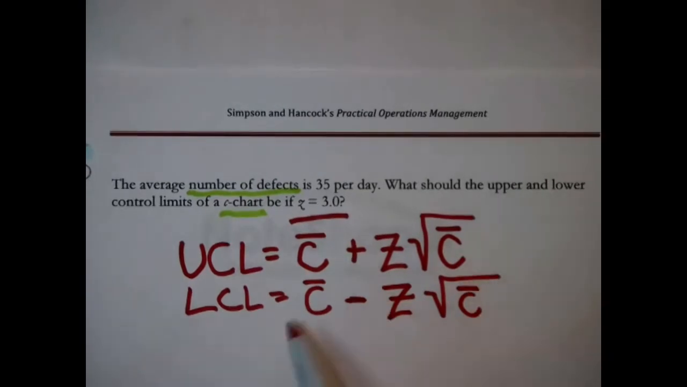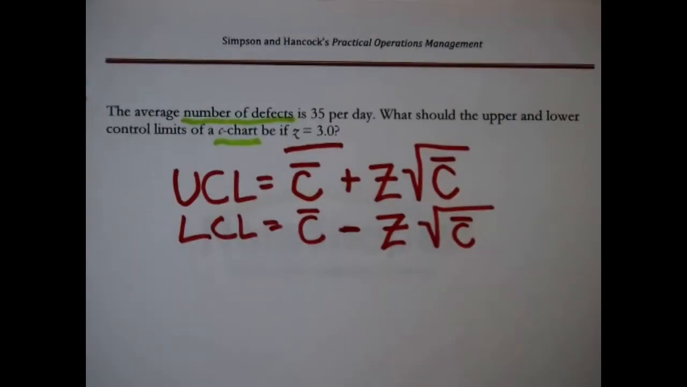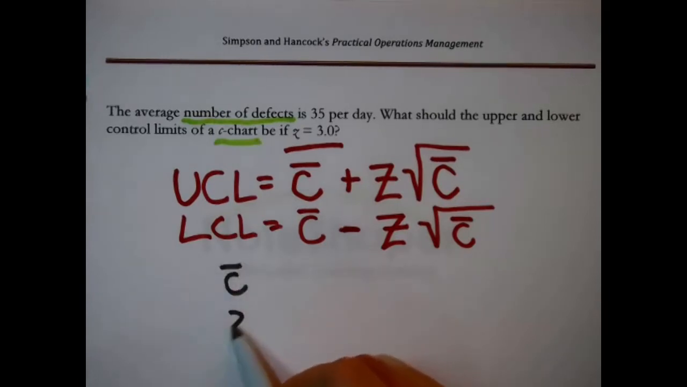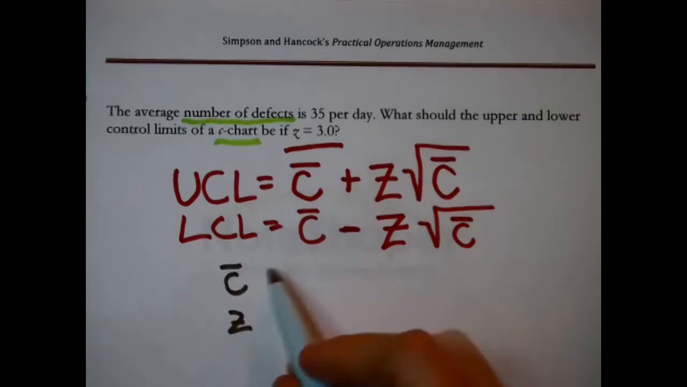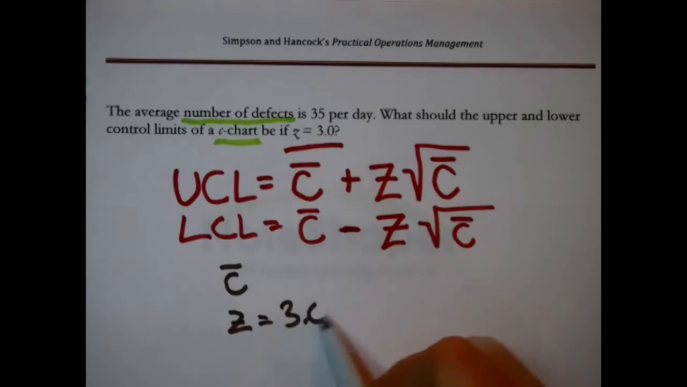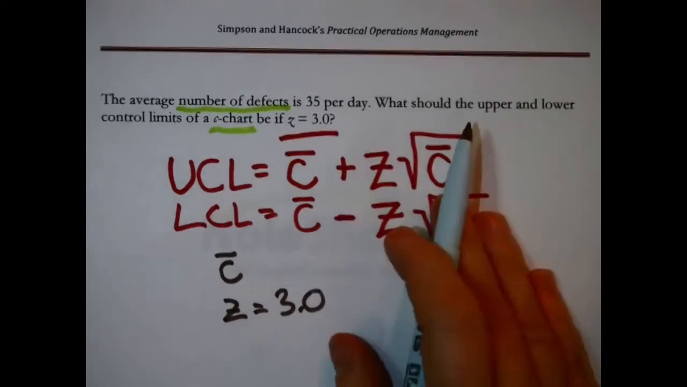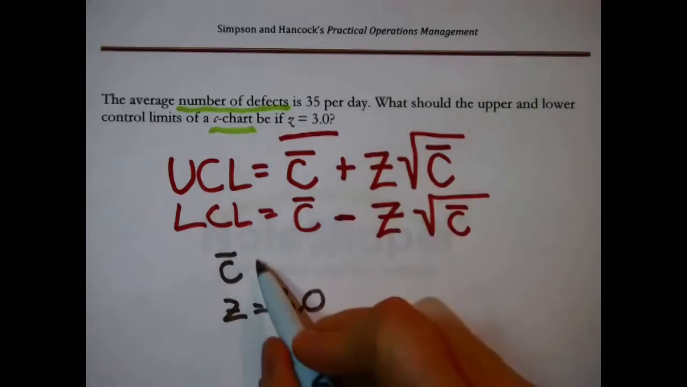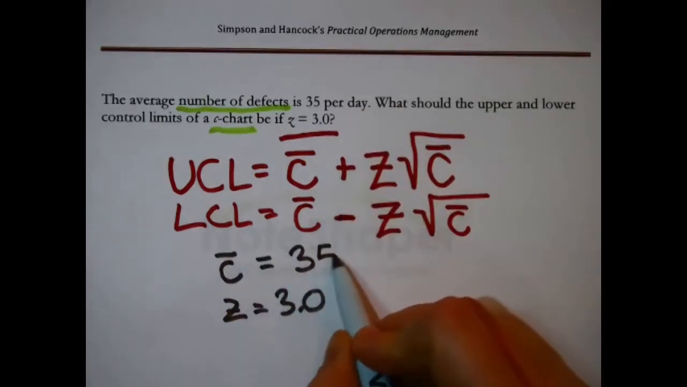For any C chart, you only actually need two parameters. It's set a Z of 3, not a problem. I see it's being specified here in this particular question. The average number of defects is 35 per day. That is by definition C bar. That's what you were looking for.